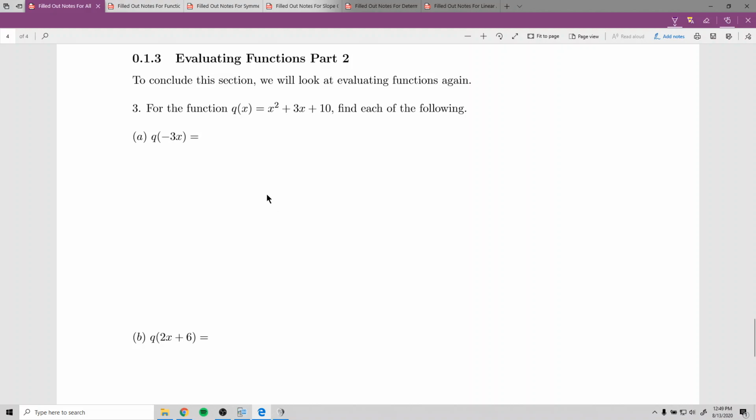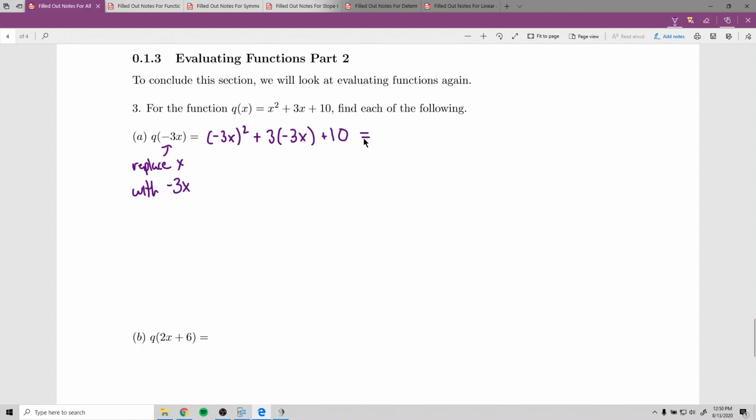So the first one we have is q of -3x. And so remember what this means is we want to replace x with -3x everywhere we see x. So here we have x squared in the front. It's going to be (-3x) squared plus. We have 3 times x, but in place of x we got negative 3x. And then the 10 has no x on it, so nothing to do there.